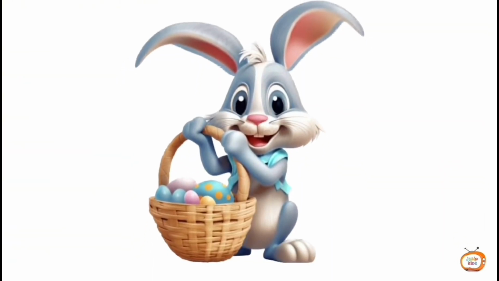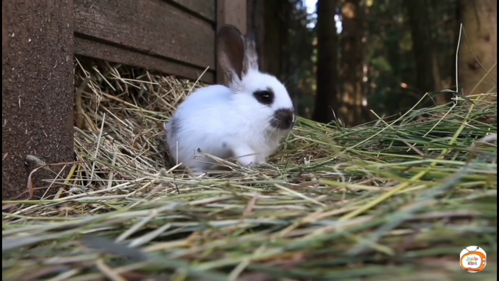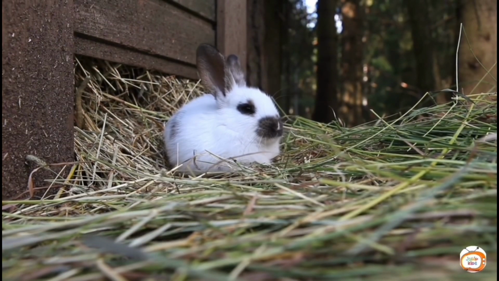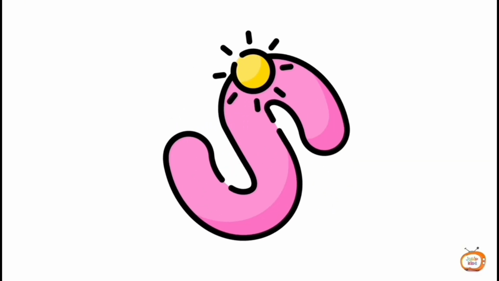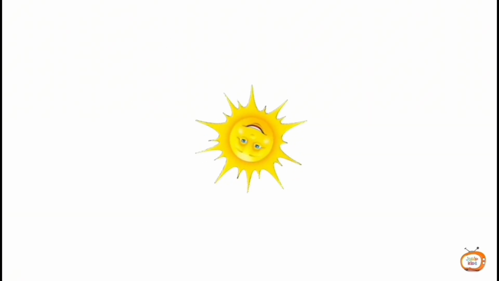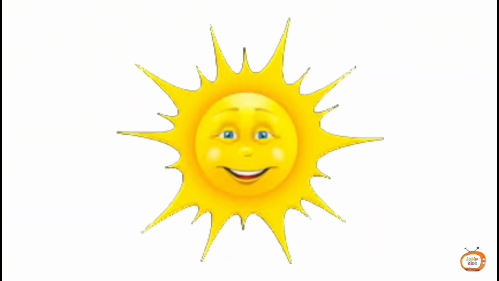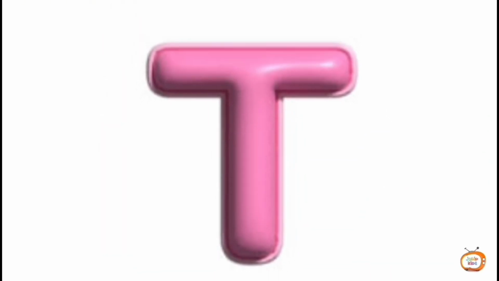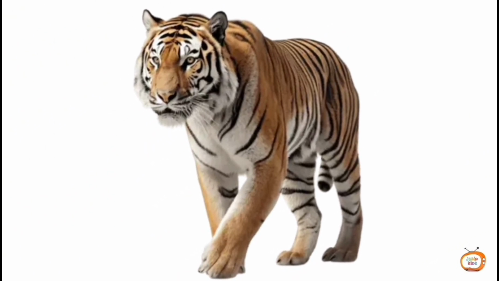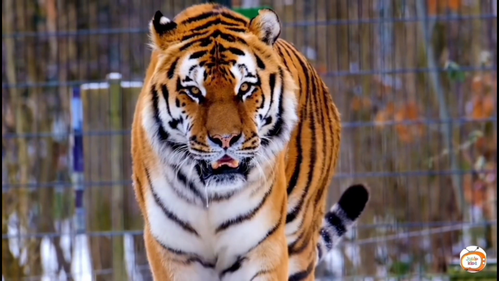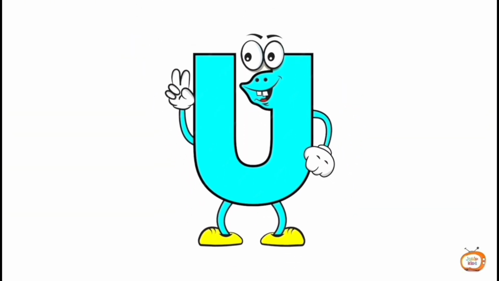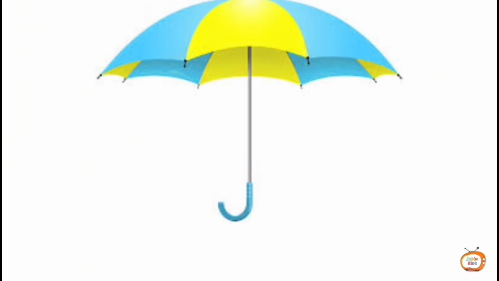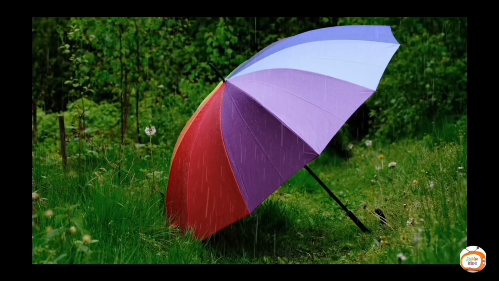R is for rabbit. Rabbit. S is for sun. Sun. T is for tiger. Tiger. U is for umbrella. Umbrella.